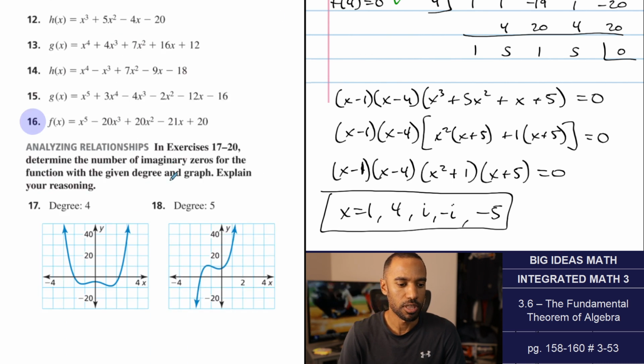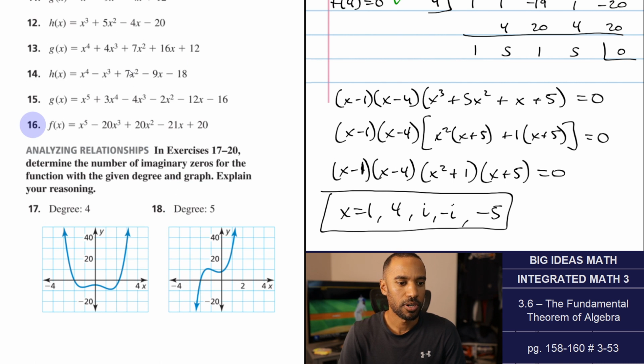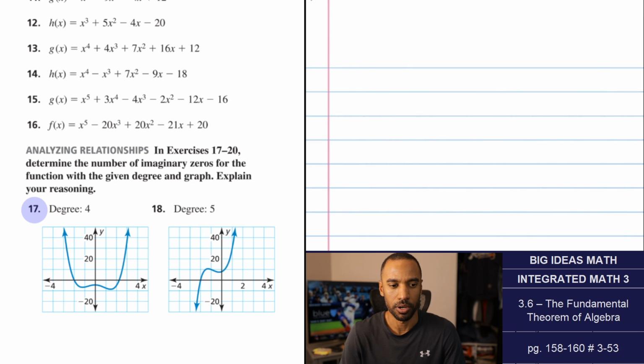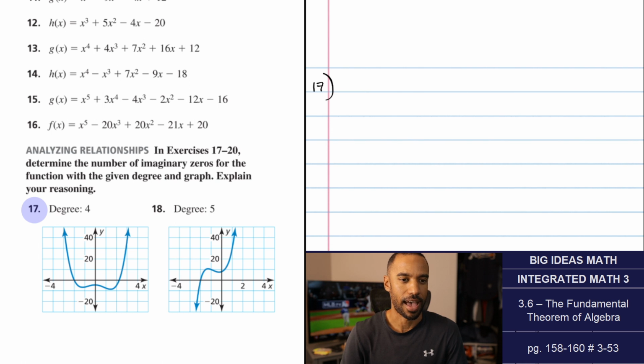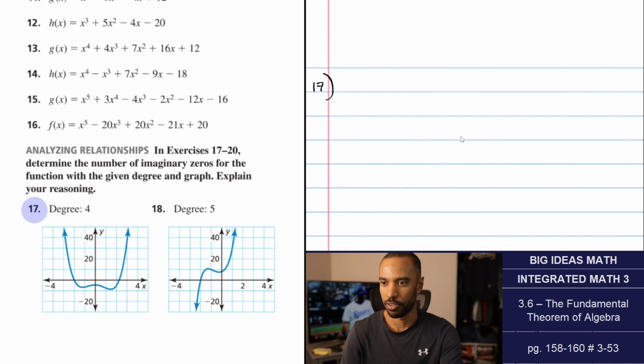Oh, there were 2 more problems on the bottom, I guess. Okay, I missed them. Numbers 17 to 20, determine the number of imaginary zeros for the function with the given degree and graph. Explain your reasoning. So, on number 17, given what the graph has, it has 2 zeros that you see with a degree of 4. Let's just copy and paste the problem. I'll even copy the 17 down.